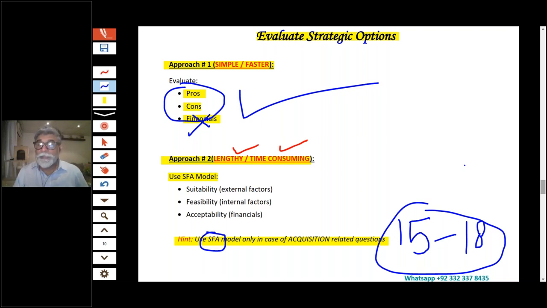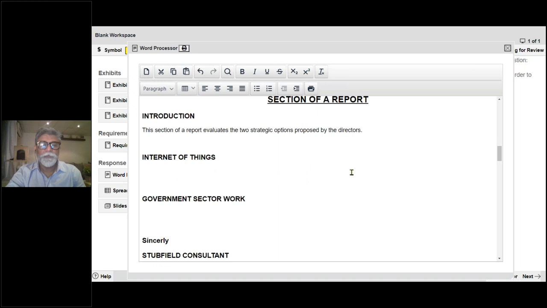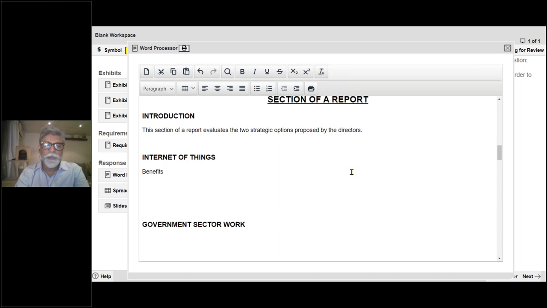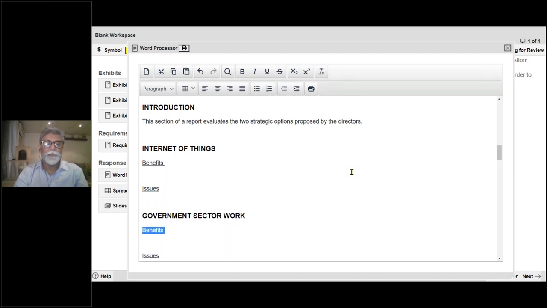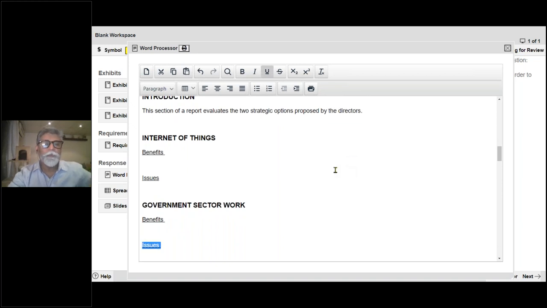So in this question, TT for you, does the question talk about acquiring? No. So I would prefer that you use the simple approach of pros and cons. So Internet of Things, what can I give as a heading? Benefits and issues. I'm just segregating my answer into two headings, benefits and risks, or issues, or challenges. Is that okay from a presentation point of view?